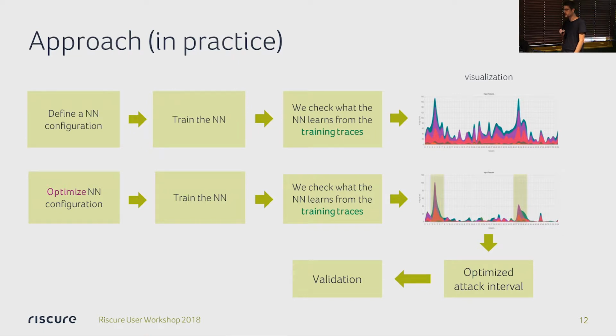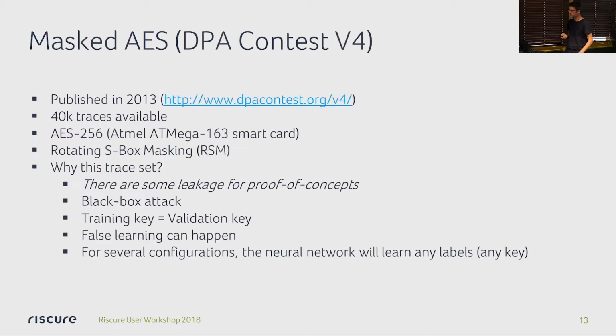It still requires the definition and optimization of the neural network, but I will show an example where the configuration of the neural network sometimes doesn't need to be precisely defined. This example is based on a masked AES. This is a public database, DPA Contest, so I think all of you already know it. This is DPA Contest version 4, not version 4.2. Version 4.2 is more protected, but I will explain why I selected this one.